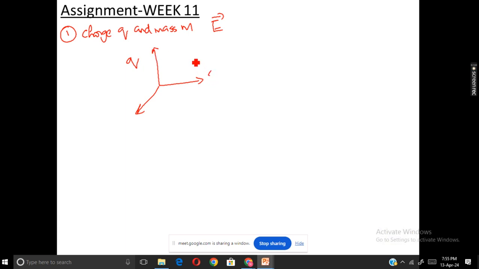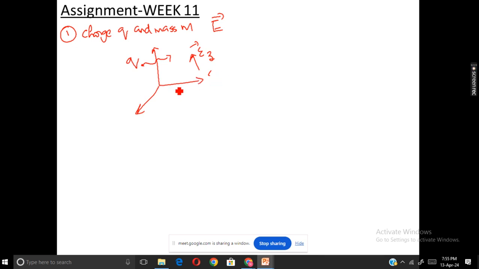The first assignment question is, when a particle with charge q and mass m is placed in a uniform static electric field E. We are placing a charge q in a uniform static electric field E. Let E be acting in the Z direction. So what will happen to the particle's velocity? How will the particle's velocity vary?